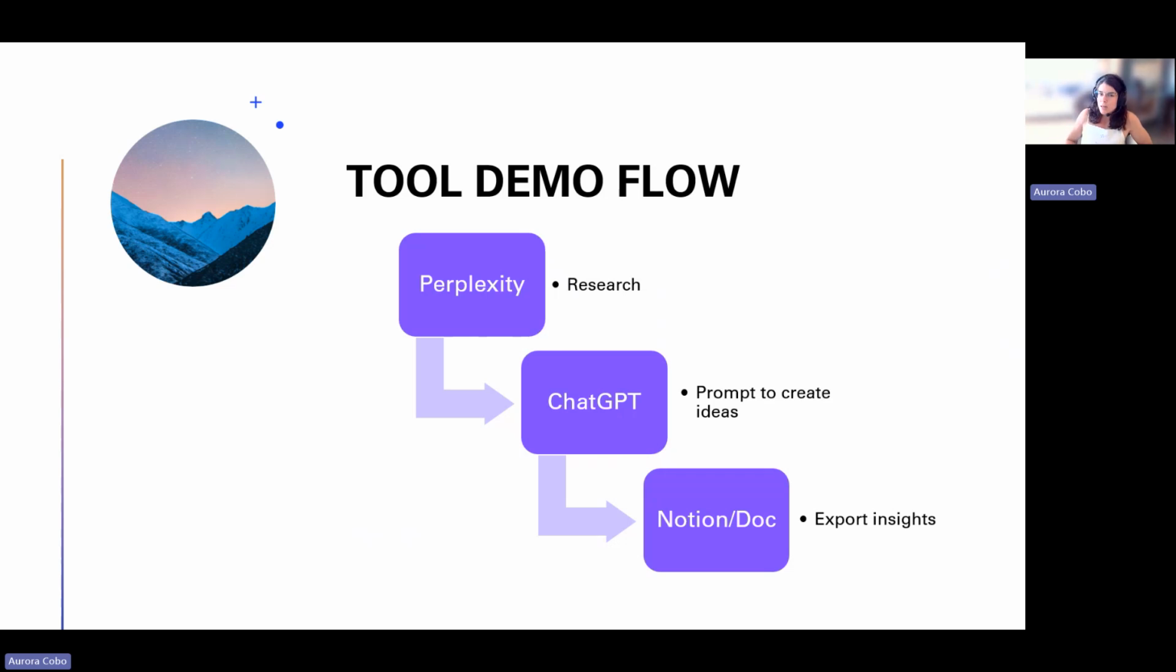Let's think in terms of a tool demo flow. For example, you can use Perplexity to research any topic. Then you can use ChatGPT with the content generated by Perplexity and create a new prompt that obtains the main ideas from the previous information. Finally, we can again use ChatGPT and export the insights from the full study in a Notion or document format.